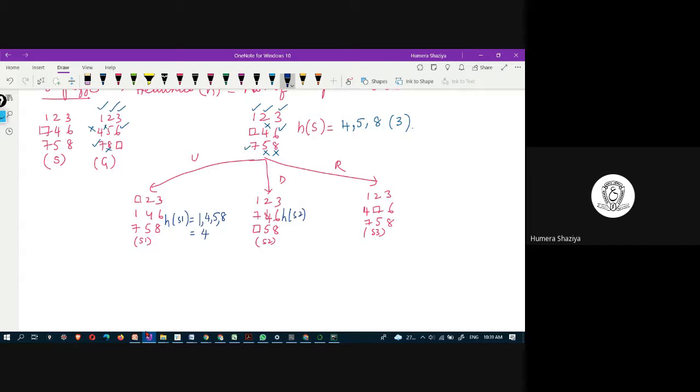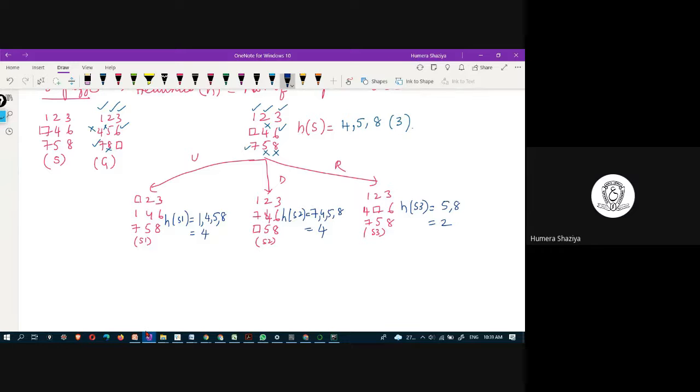Heuristic value of S2 is 1, 2, 3, this is 7, 4, 6, 5, 8, which is equal to 4. All of you got 4 for this? H of S3 is equal to 1, 2, 3, 4, 6, 7, 5 and 8. 5, and 8, which is equal to 2.